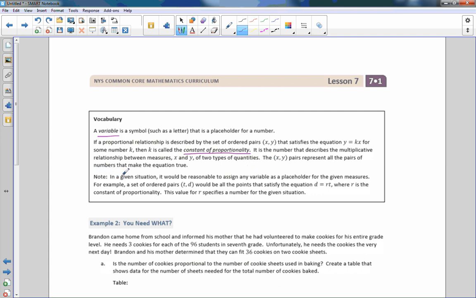And then note, it says, in a given situation, it's reasonable to assign any variable as a placeholder for the given measure. For example, a set of ordered pairs t comma d would be all the points that satisfy the equation d equals r times t, which means distance equals rate times time, where r is the constant of proportionality, our rate, and the value for r specifies a number for a given situation.